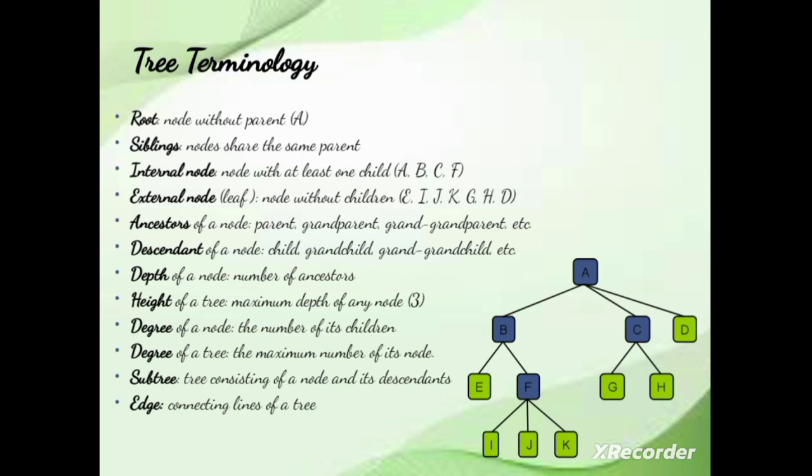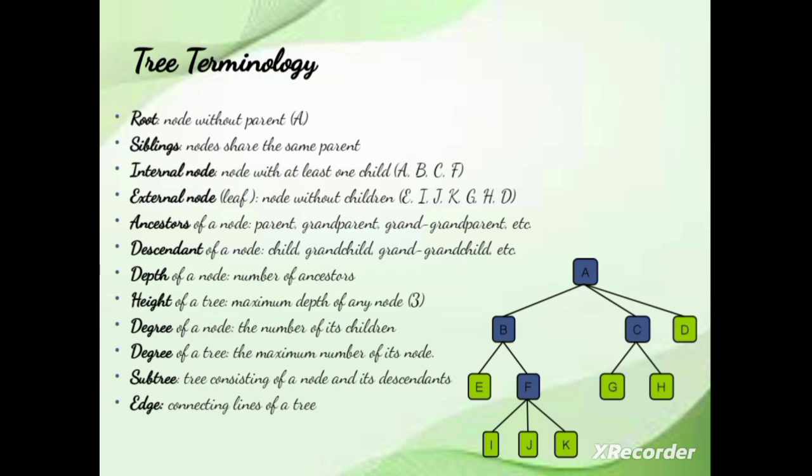Height of a tree: maximum depth of any node. The height of a tree is the maximum depth among all its nodes. In this case, the height is given as 3. Degree of a node: the number of its children. The degree of a node is the number of children it has. For instance, node A has 3 children, B, C, F, so its degree is 3.